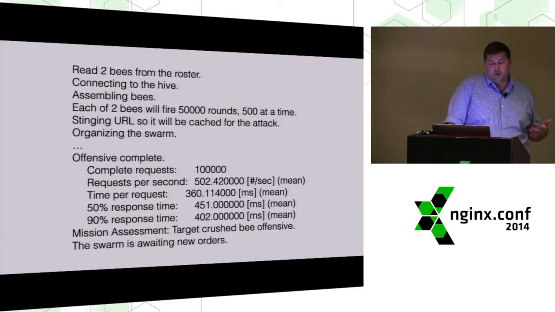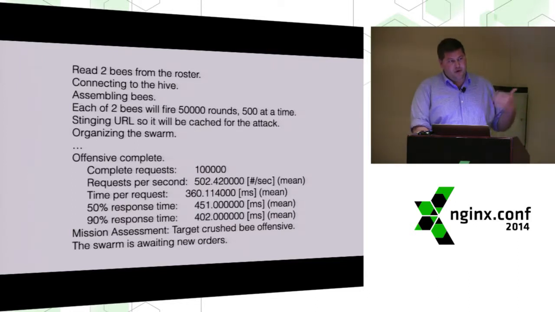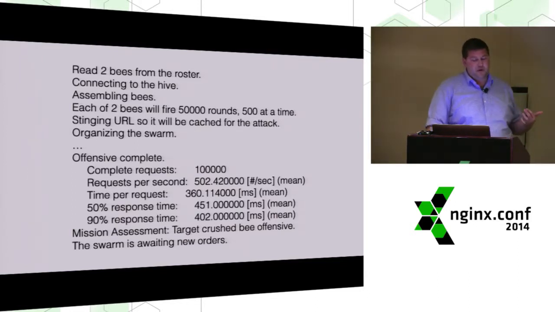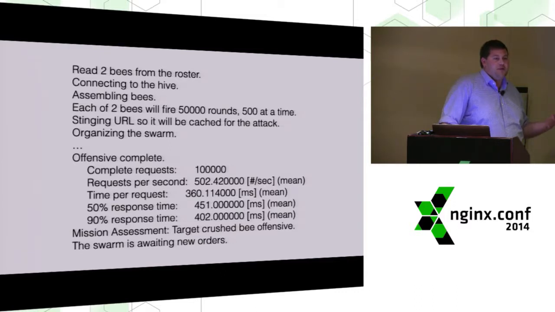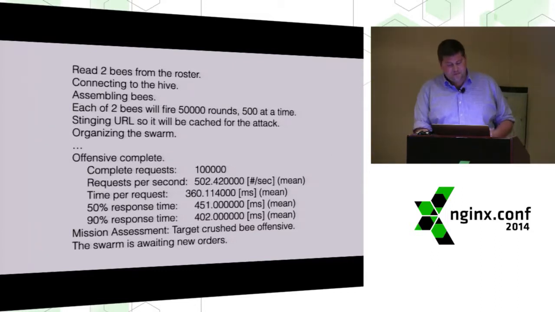And then again, you get the requests per second. In this case, we're getting 502 requests per second, but the average response time's gone up to 360 milliseconds. The target crushed the bee offensive. So basically, we've succeeded. The problem is you can just keep going up and up until you find the peak for that machine or for that cluster. So when you need to generate hundreds of thousands of requests, this is a very easy way to do coordinated distributed load tests. Relatively straightforward.